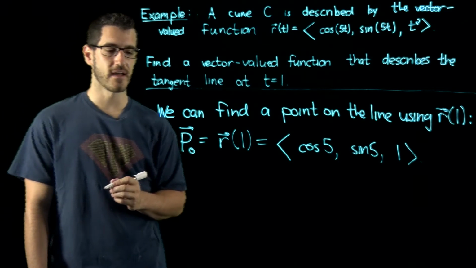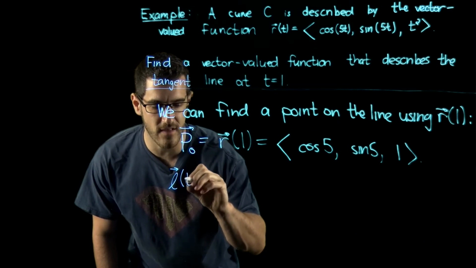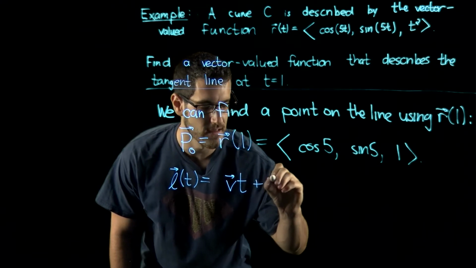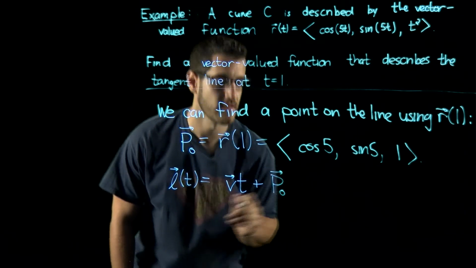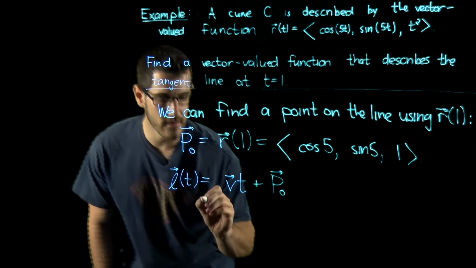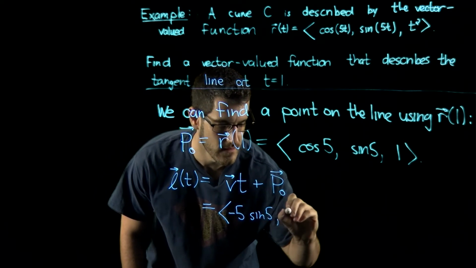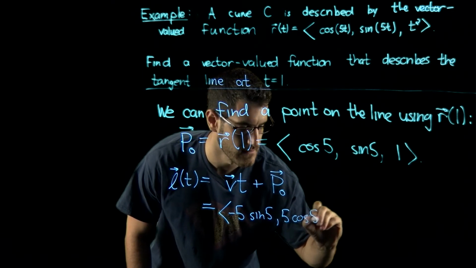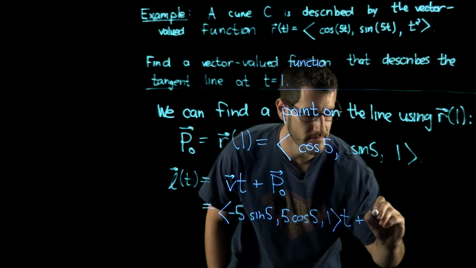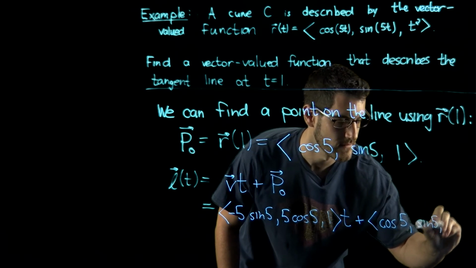Now we're in a position to find a description of this tangent line. And remember, the tangent line is just a line. In order to find the equation of a line here, we can just take a vector parallel to the line and a point on the line and make it this way. We found that our v here was (-5 sin 5, 5 cos 5, 2). And we just found that our P0 was (cos 5, sin 5, 1).